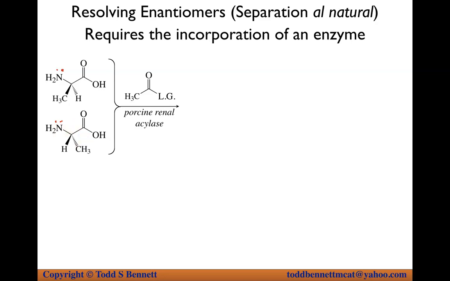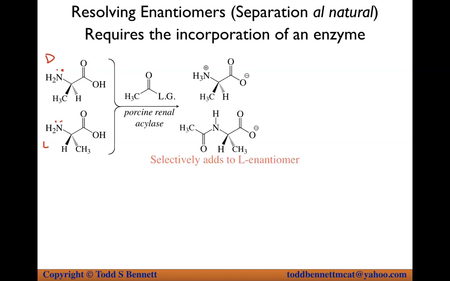So this is my L, this is my D. When we add the enzyme in this, it preferentially reacts by acylating the L. So the L gets acylated, the D does not. So here's where it's going to take some biochem for us to do this.